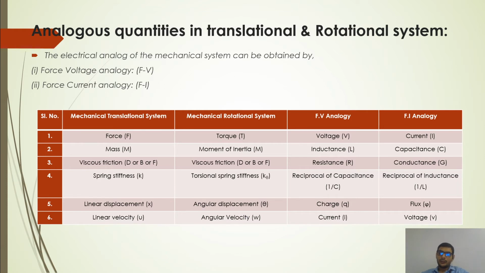Similarly, in case of force current analogy, force is equated to current, the mass is equated to capacitance, viscous friction B is equated to conductance, that is G, the reciprocal of R, 1 upon R. Spring stiffness is equated to 1 upon L, the reciprocal of inductance. Similarly, linear displacement is equated to flux phi, and linear velocity is equated to voltage.